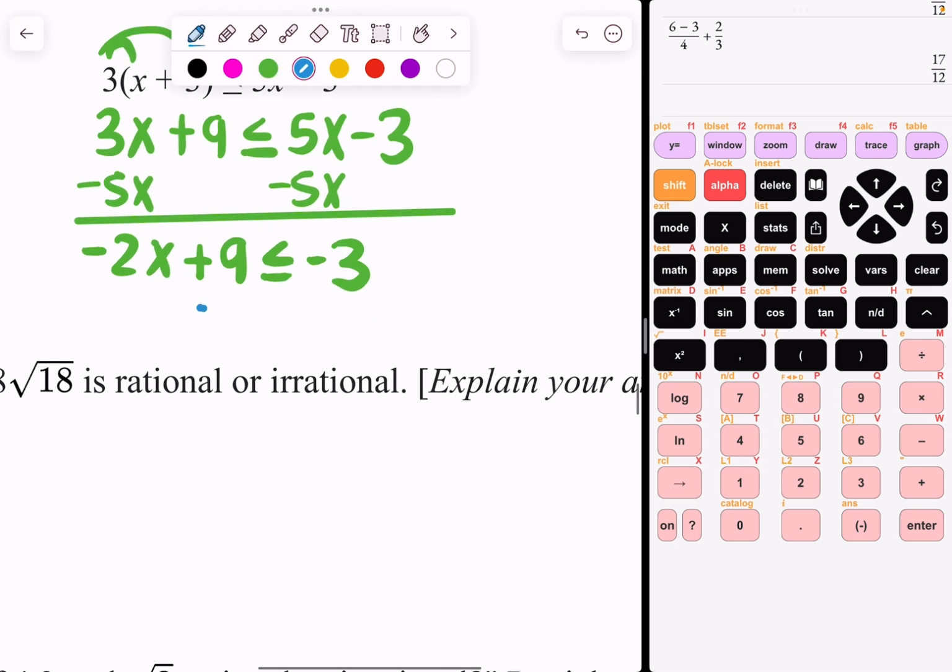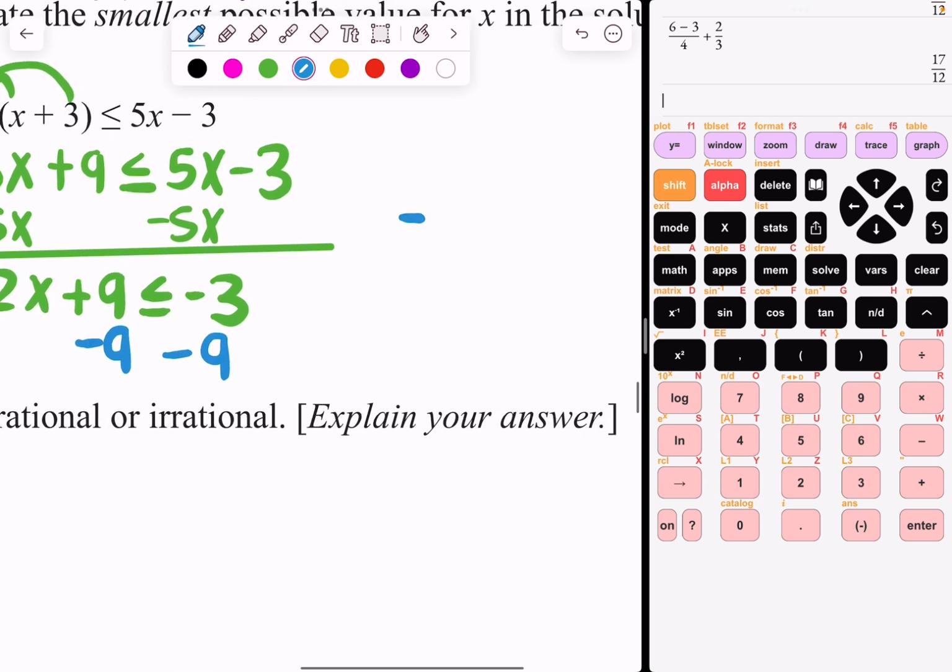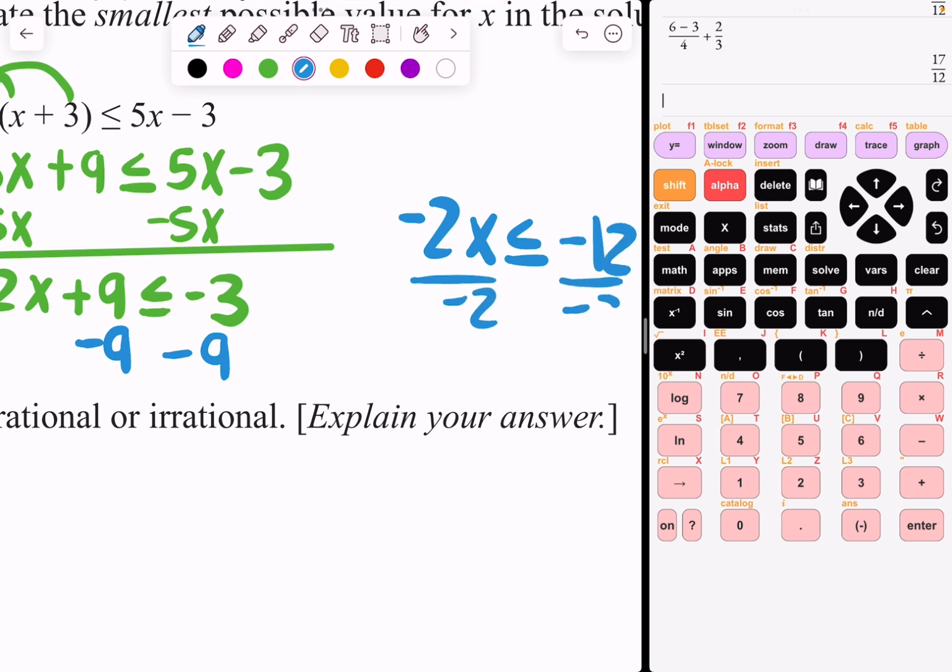To get rid of the plus 9, we need to subtract 9. So we will get negative 2x is less than or equal to negative 12. Divide by negative 2. X is, ooh, we got to flip the symbol since we divided by a negative 2. X is greater than or equal to 6.